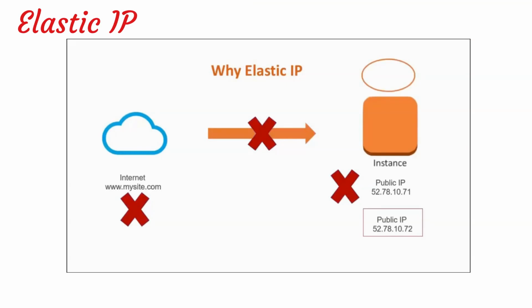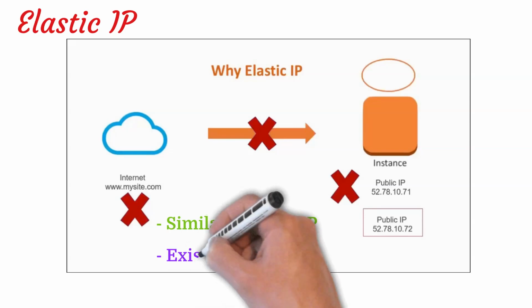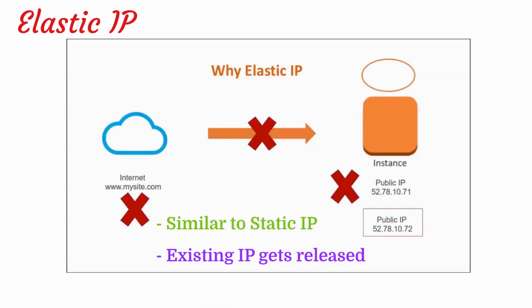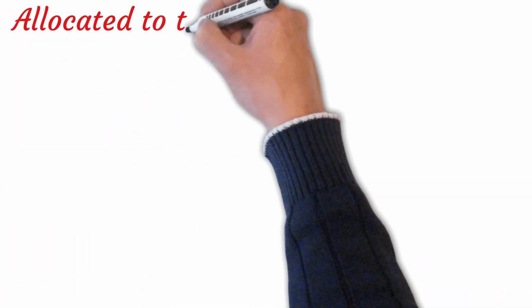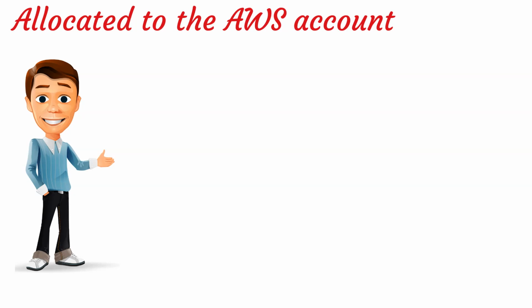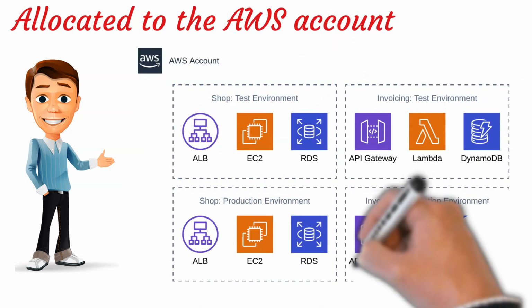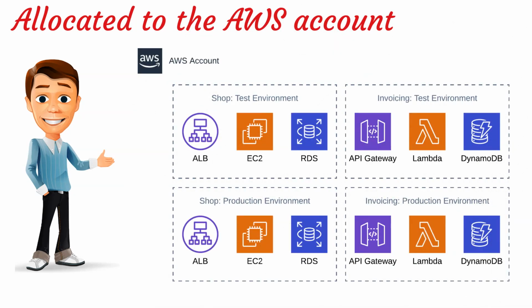Elastic IP. It is similar to a static IP and can be assigned to any EC2 instance. Once we assign it, the existing public IP gets released and replaced with the newly assigned elastic IP. They are allocated to the AWS account so that we can release it from a specific instance and reassign it to any other instance.